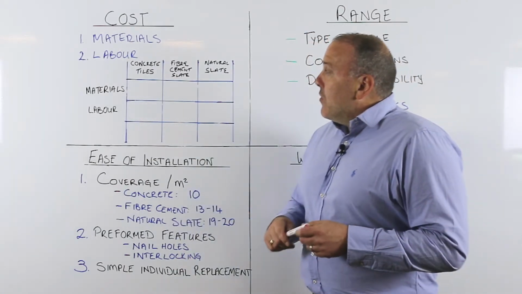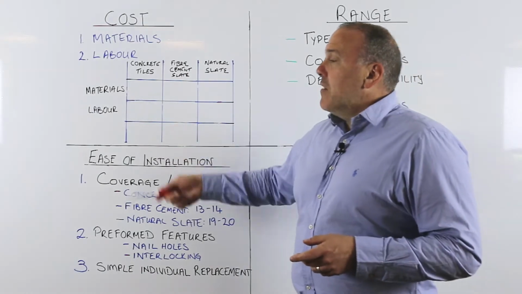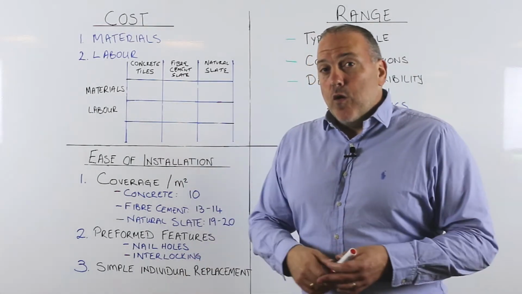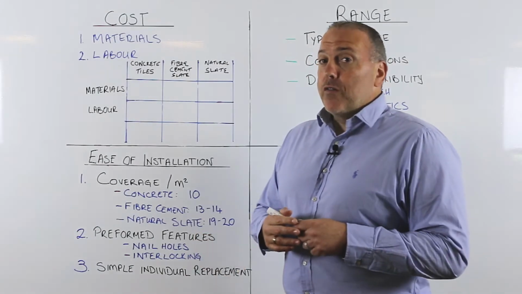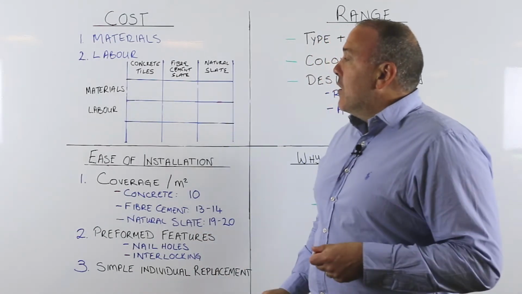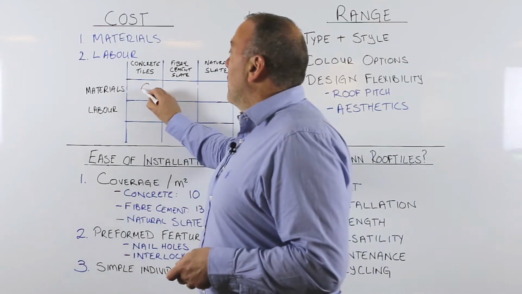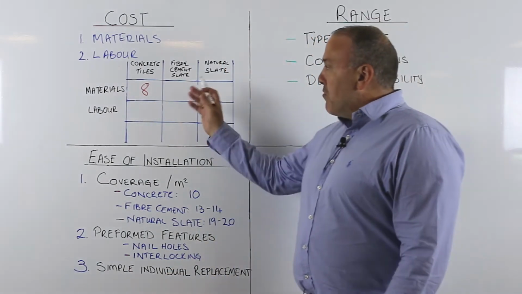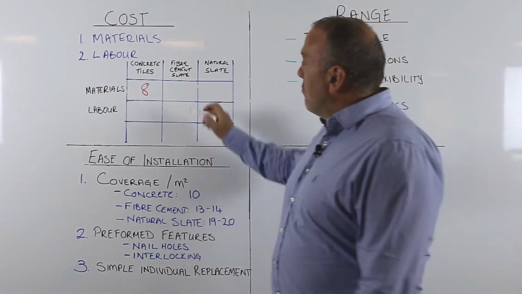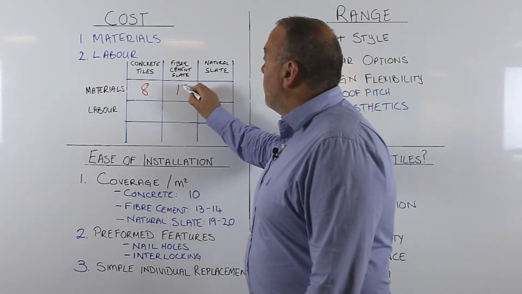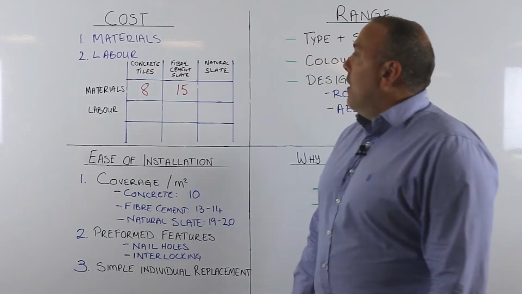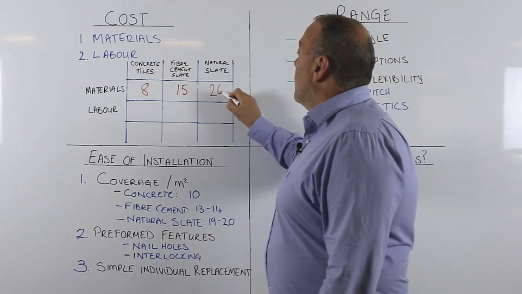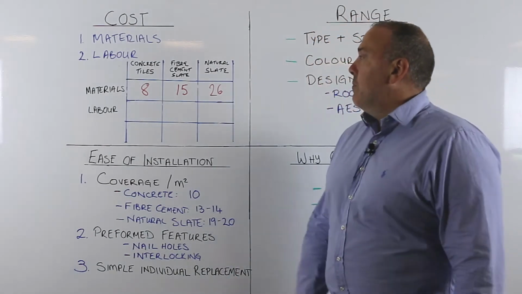So to include the costs associated with materials, i.e. battens and concrete roofing tiles, per square metre of roof for a concrete tile, we're looking at approximately £8 sterling. For fibre cement slate, we're looking at about £15. And for natural slate, we're looking at about £26 per square metre.